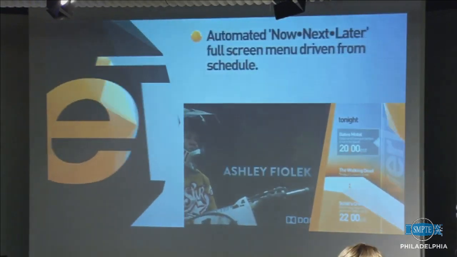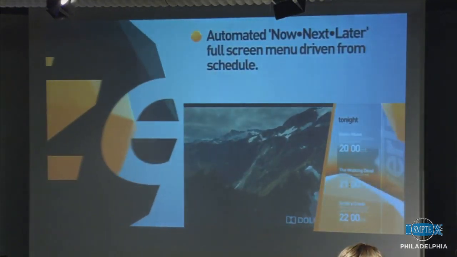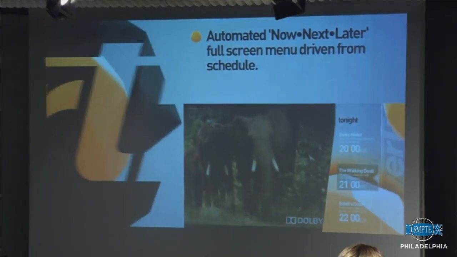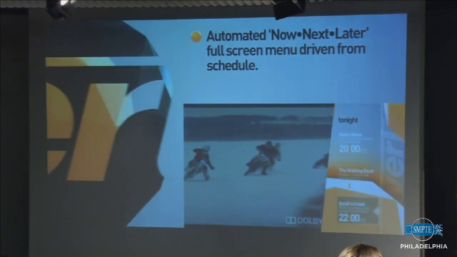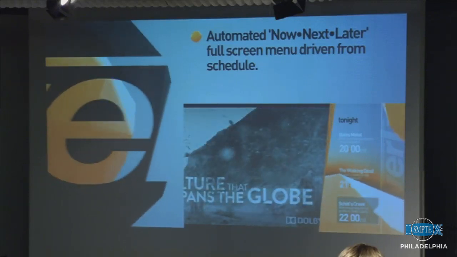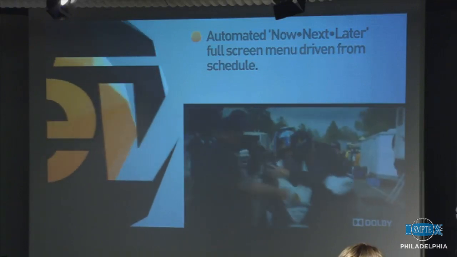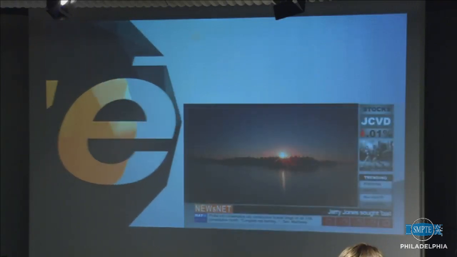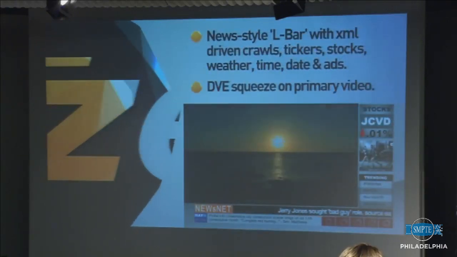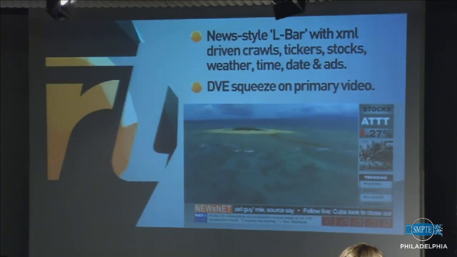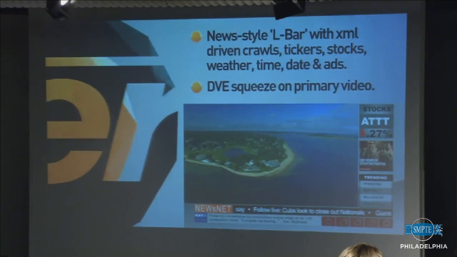Countdown timers that are actually based on the schedule that's in your playlist. So these coming up next events read metadata from the playlist so that if you have changed the schedule just a moment before, the graphic is completely up to date. And we talked about the L-bar with the ticker, and of course, I forgot to mention the DVE squeeze that goes on behind the L-bar.